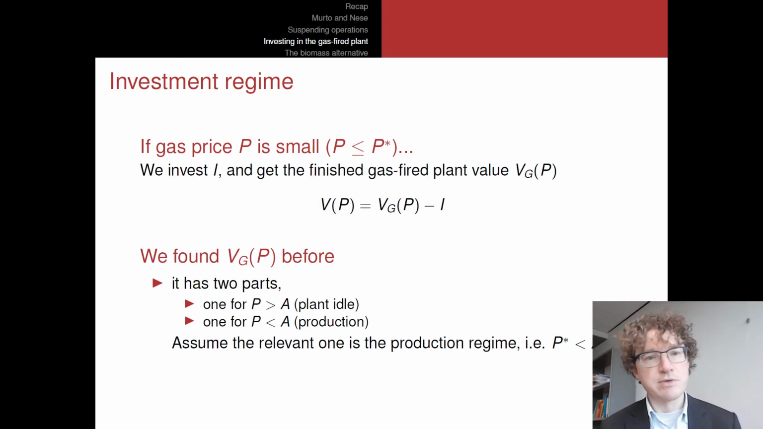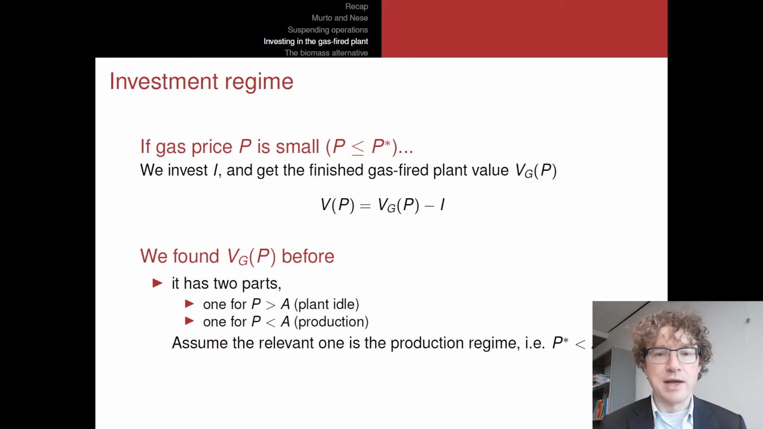So that's the investment regime, if you wish. If the gas price is small, below this threshold that we need to find, P star, then we'll invest immediately, and we get this gas-fired plant. We know what this plant's value is. It was this VG of P that we just computed in the previous part.